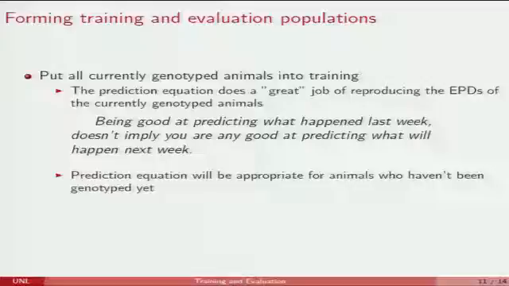Okay, so now we have to go through and form training and evaluation. Training we have because we want to build a prediction equation. Evaluation, we want to see how well it's working. Well, one thing, I can just say everybody's training. I'm just going to put everybody in, use them for evaluation too. So if I take a look at the prediction equation, it does a pretty good job. It's probably about the best prediction equation I'm going to get out, and it has a purpose. But what we observe is that it does a really great job of reproducing EPDs of the currently genotyped animals.